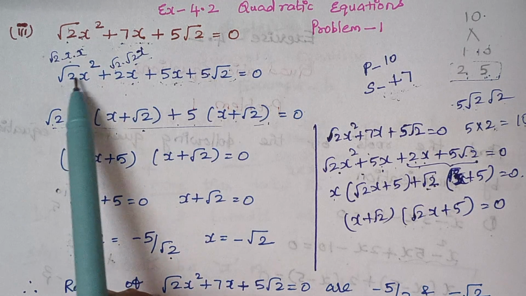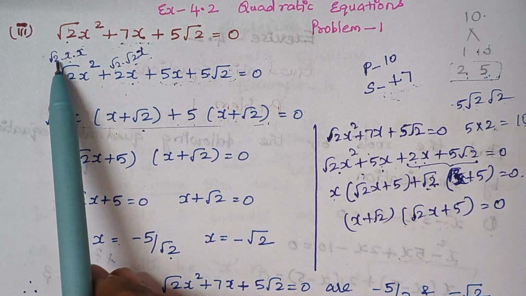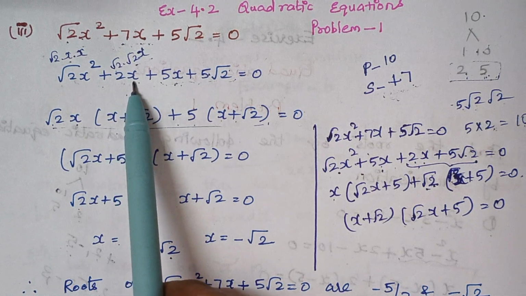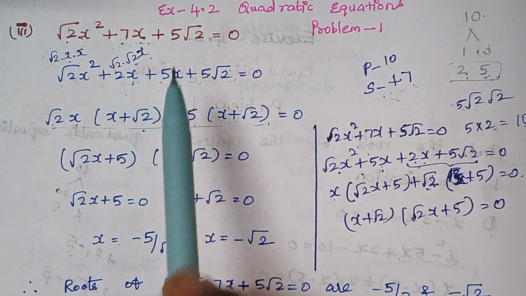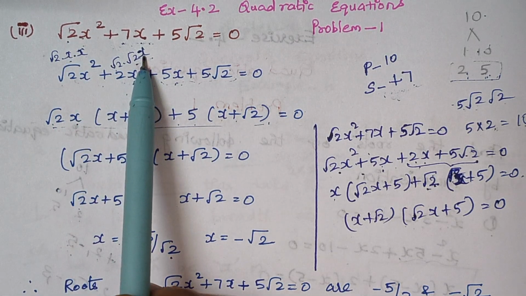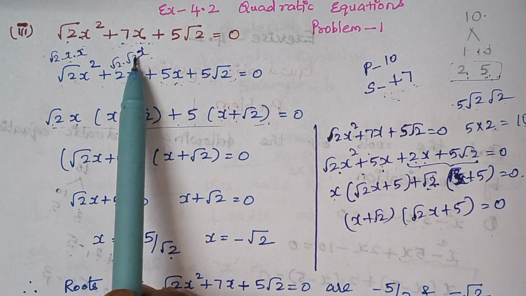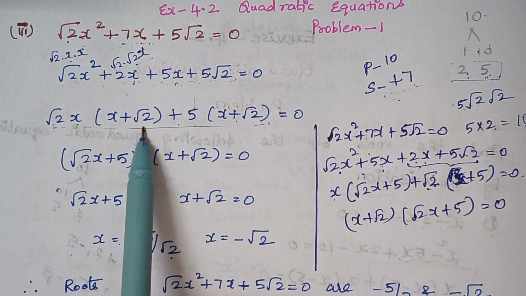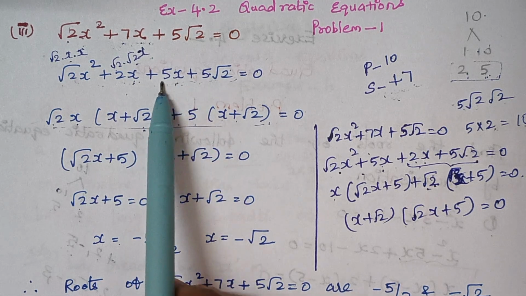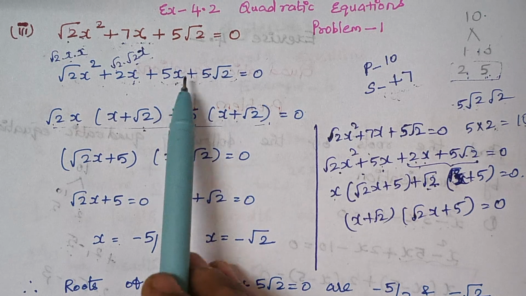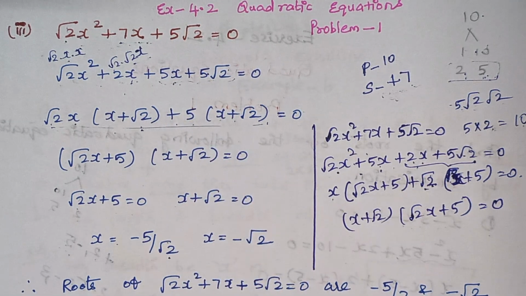Here you see root 2x square can be written as root 2 into x, and similarly this 2x can be written as root 2 into x. Now when you look at these two terms, you can take root 2x commonly outside. So when you take this root 2x outside, the remaining terms are x plus root 2. Plus, and again in these two terms, you can take 5 outside. So when you take 5, the remaining terms are x plus root 2.